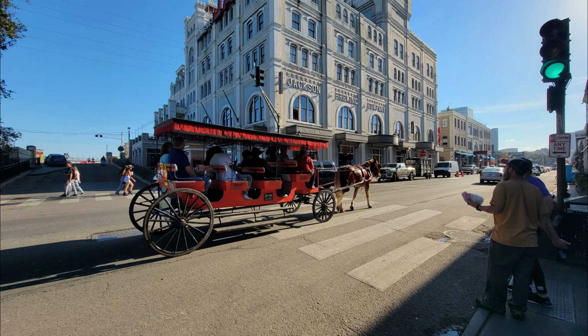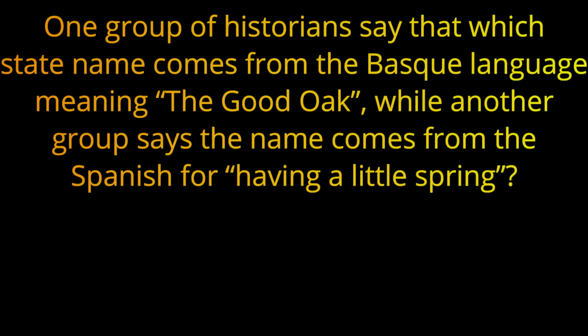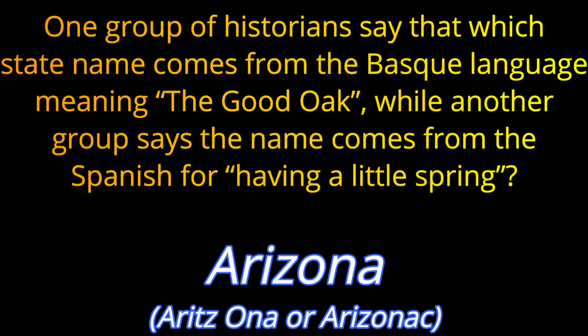Question number 5. One group of historians say that which state name comes from the Basque language meaning the good oak, while another group says that the name comes from the Spanish for having a little spring. Both of those definitions are listed on their website. The answer is Arizona.